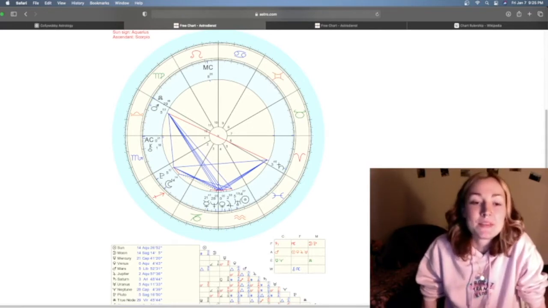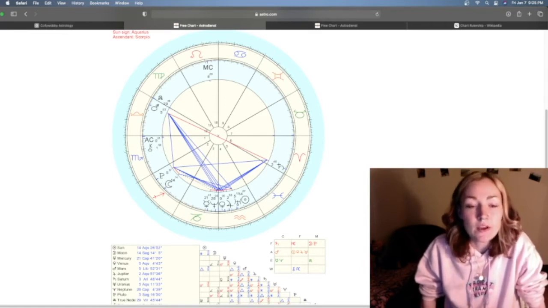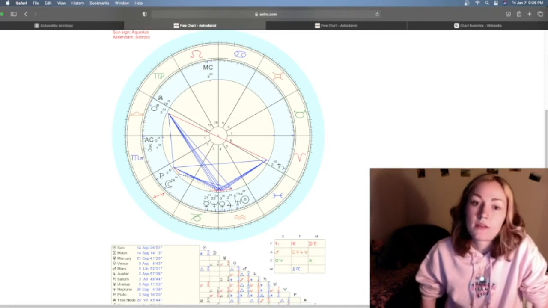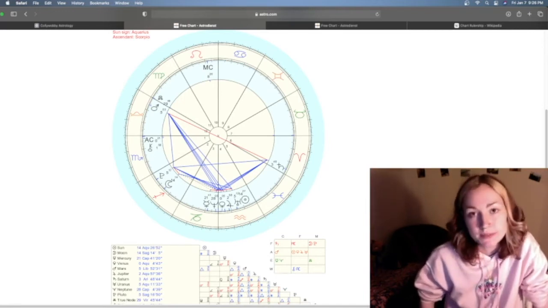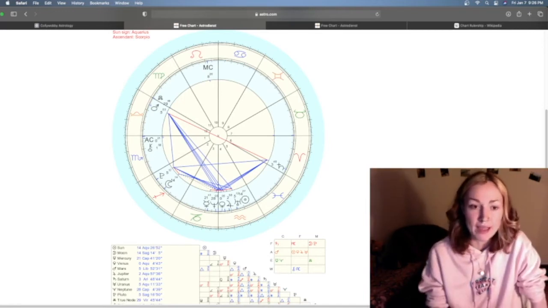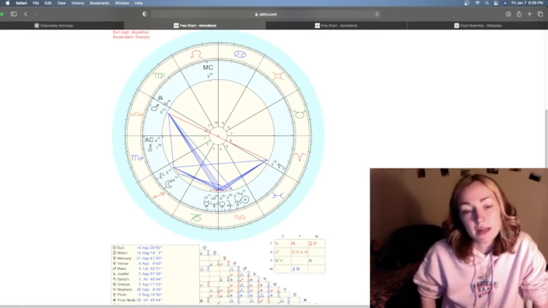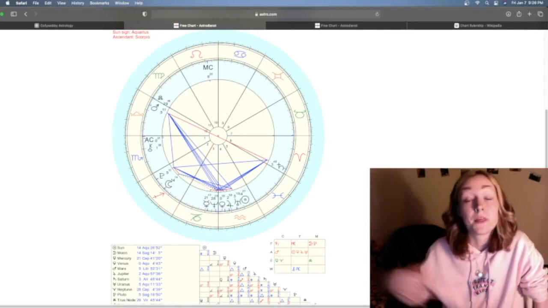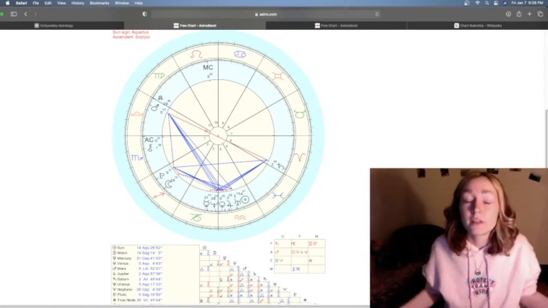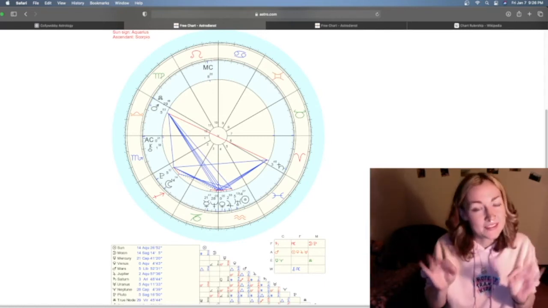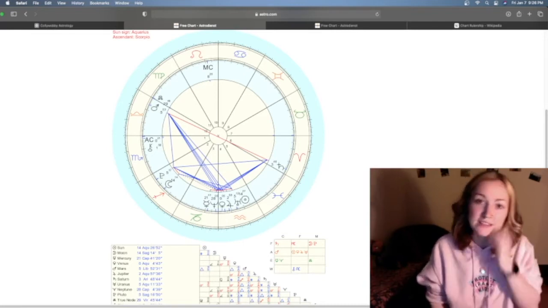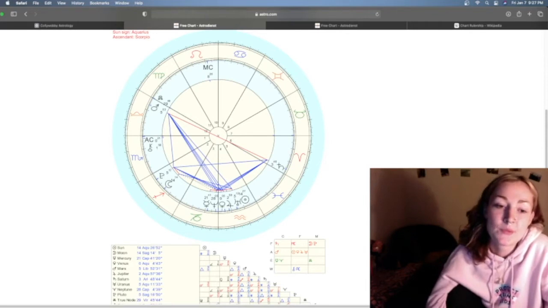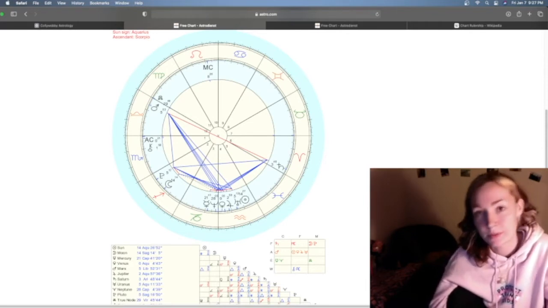Anyway, Jessie has hers in the 2nd house of resources, talents, skills, monetary possessions, material possessions, things that her person has. So having a moon in the 2nd house usually shows that a lot of her sense of security comes from the things that she has. She could have a lot of really sentimental little things, sort of like knickknacks.